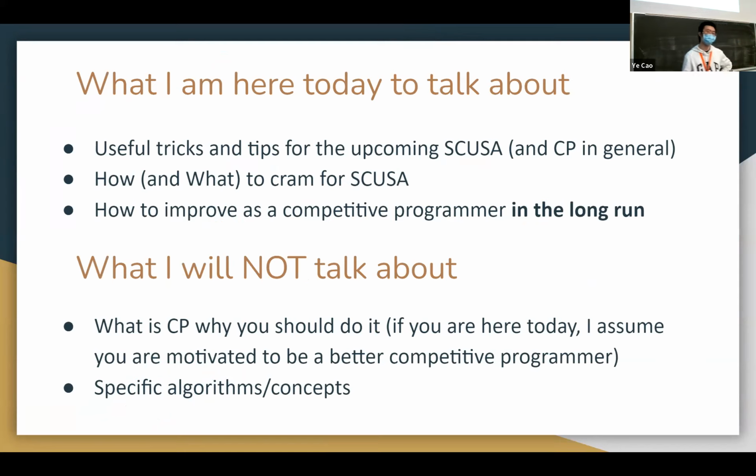What I will not talk about today, however, is what CP is and why we should do it, because this is not a club fair for our ICPC club. It is not an intro to CP presentation. If you're here today, or if you're watching this recording right now, I assume that you are at least somehow interested in becoming a better competitive programmer, or in general just a problem solver.